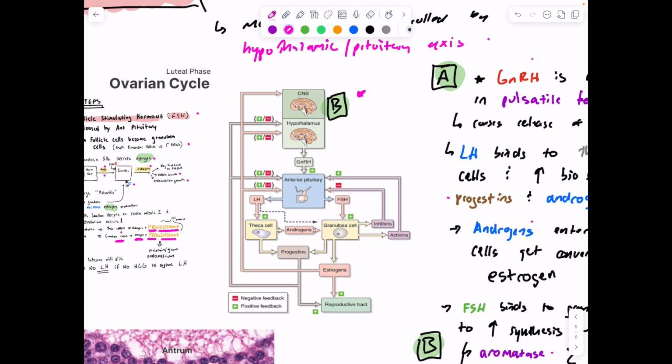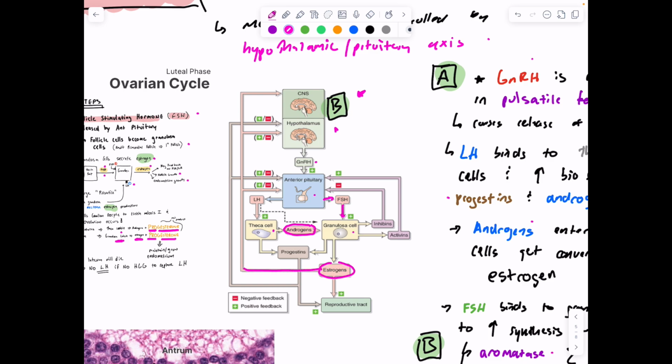So here we have our overall distribution: hypothalamus releasing gonadotropin releasing hormone to the anterior pituitary that causes the release of FSH, which goes to our granulosa cells. That FSH does the G-coupled protein receptor pathway, produces aromatase, which is going to allow for the androgens that theca interna cells release to be converted into estrogen.